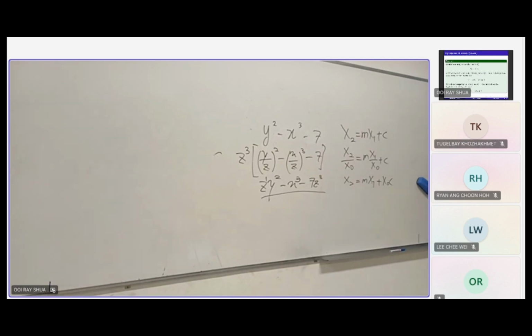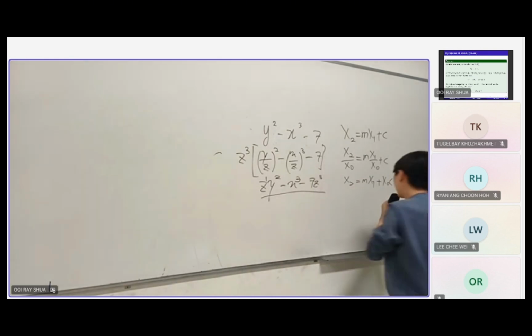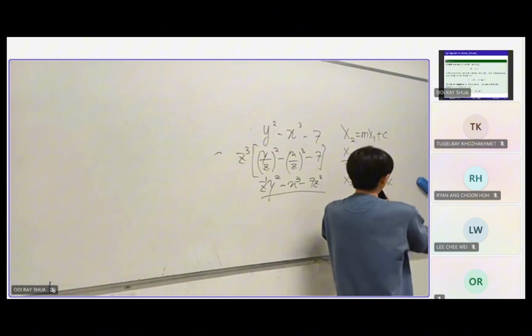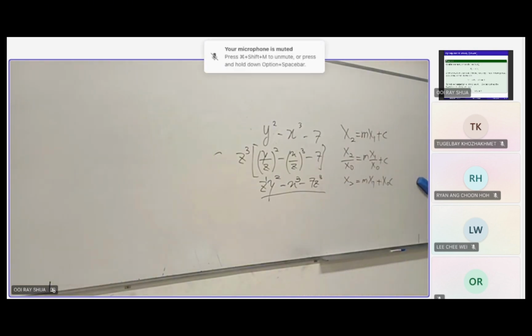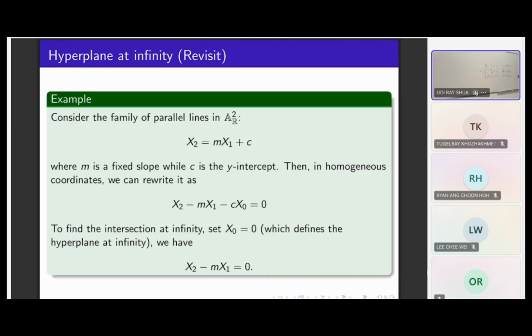So just now, the hyperplane at infinity only happens when you choose your x0 to be zero, meaning that you're looking onto yourself, so you can find all the points at infinity. So you take x0 equals zero, then you will be left with x2 equals minus m x1, which is also a line. But this line is in your projective space.